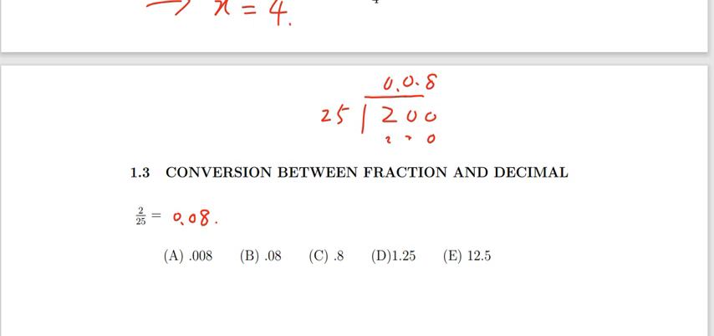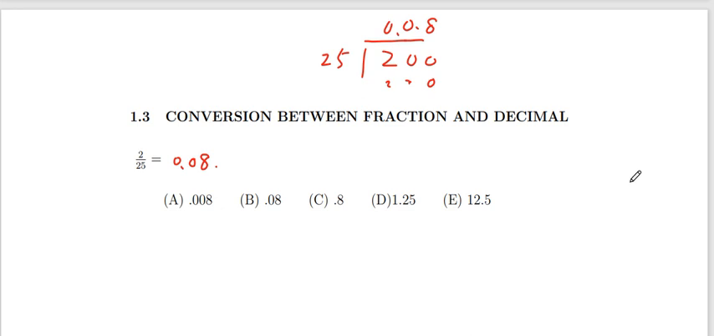Changing to decimal is just changing to a base of 10. So this 0.08 we can also say equals 8 over 100, right? Decimals are based on 10, like 0.12 equals 12 over 100, right? So we can change this problem into changing the denominator from 25 to 100.